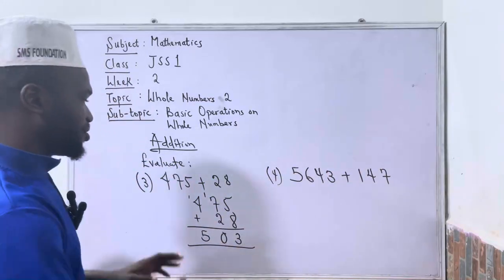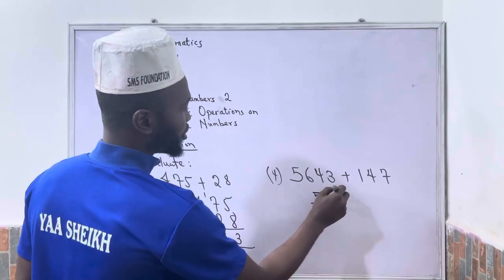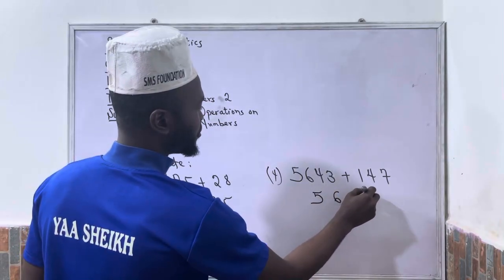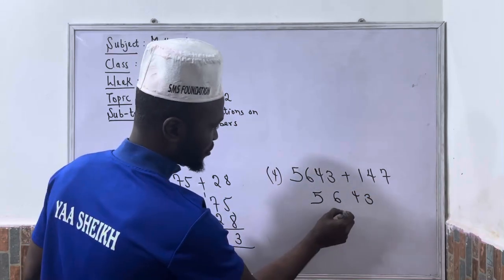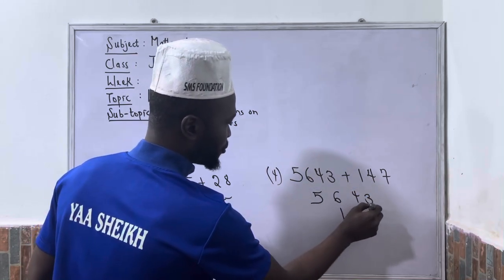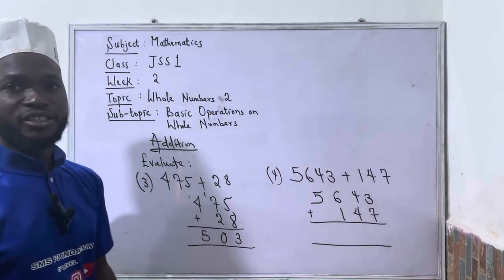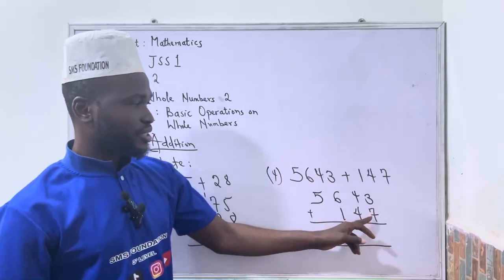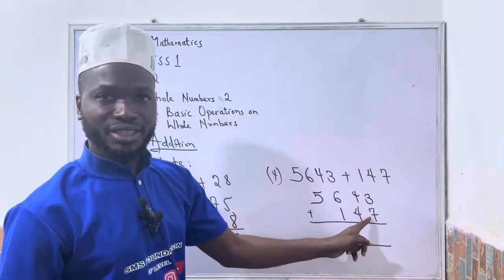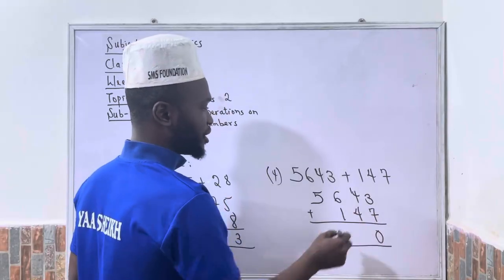The same way, just get the arrangement correctly first. That's 5,643 plus 147. Of course, you know that this will be 147. So units will fall upon units, tens upon tens, hundreds upon hundreds, and so on. Now, this is 7 plus 3, which is 10. So I put down 0, carry 1.